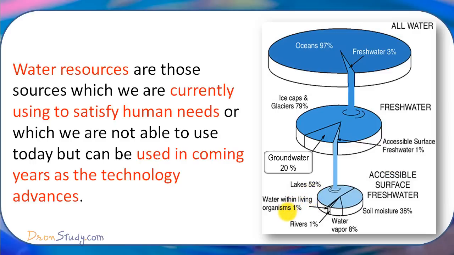Water within living organism, human body is 60% made of water. So water within living organism, rivers 1%, water vapor 8%. Water vapor is the water present in the atmosphere. Water in the soil 38%. So this is the division of water on entire earth.